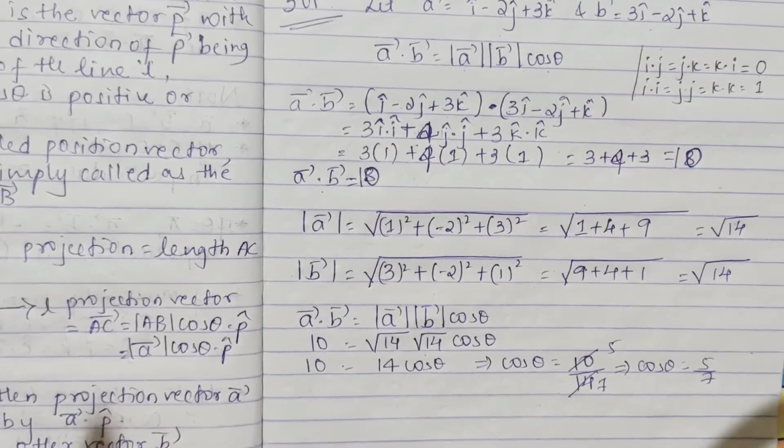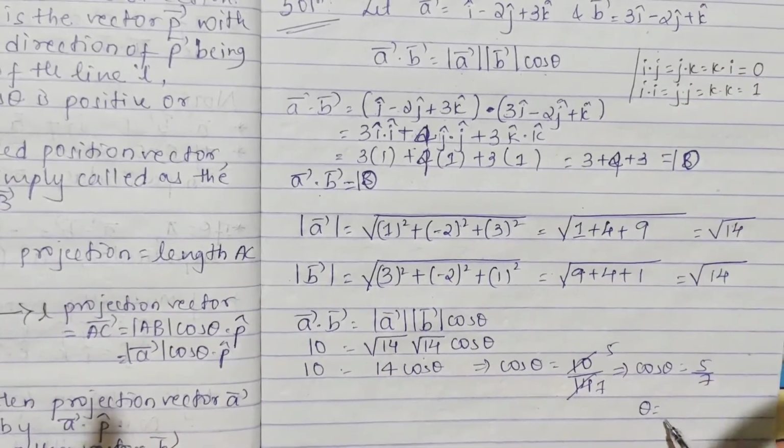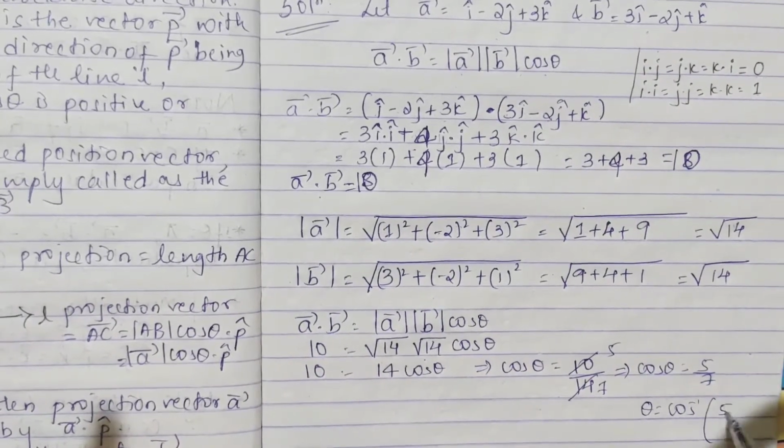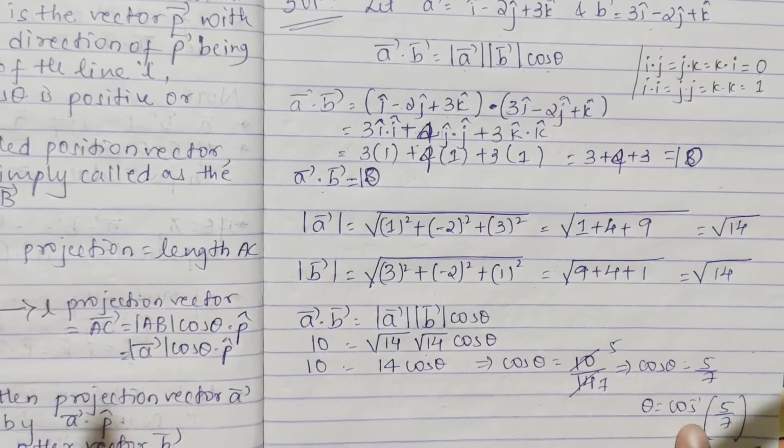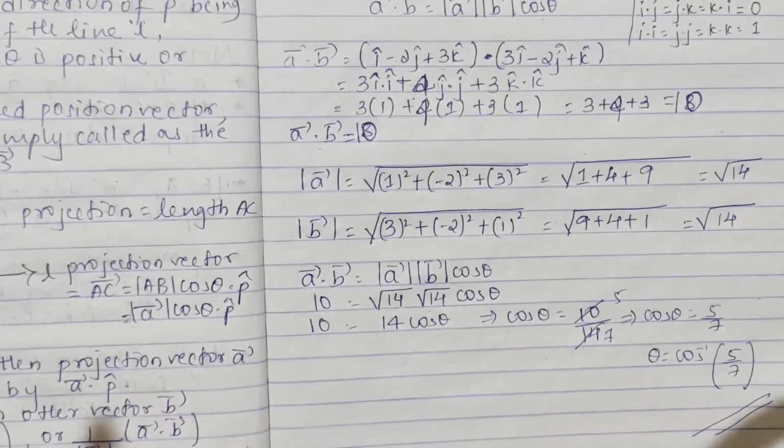But they are asking us for the angle. Angle means theta I should get. So theta will be, when cos comes here, it becomes what? Cos inverse, right? Cos inverse of 5 by 7. So your angle theta is equal to cos inverse 5 by 7. Okay, you have to do it in such a way.